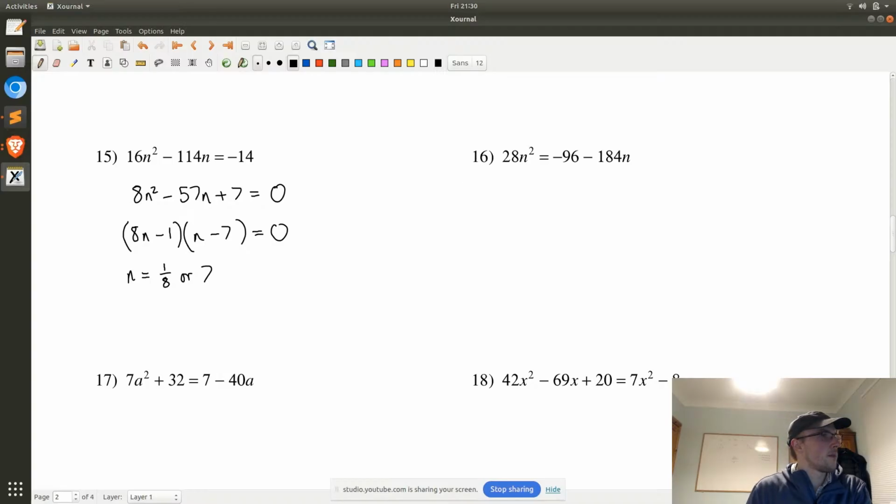Here, maybe divide the whole thing through by 2, so 14n squared. No, divide the whole thing through by 4. 7n squared would be 92, 46, so 46n. 48, 24, like that. Okay. Factorize it.